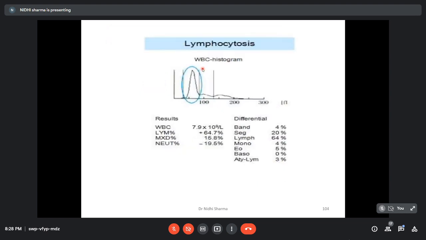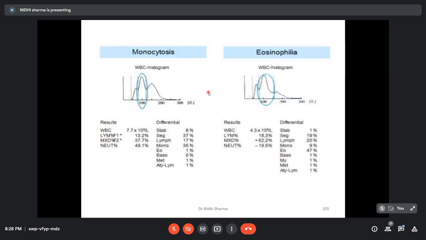Here you are dealing with lymphocytosis, where your F1 population has achieved a height beyond the normal. If such a picture is there in the elderly, you could suggest an underlying CLPD and try to work up for the same. And you have to keep in mind whether it is normal or not in accordance with the age. A monocytosis graph would look something like this, and an eosinophilia graph would be a little on this side.